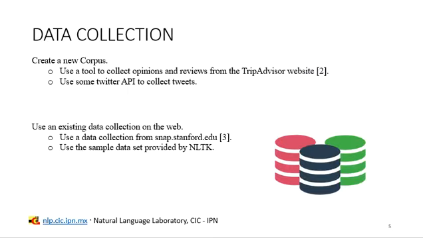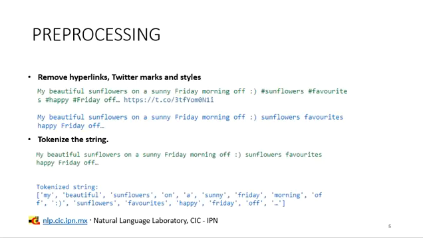For data collection, we are able to create a custom database with a specific topic using other applications or tools for retrieving information. We can also use an existing data collection from the web. Data preprocessing is one of the critical steps in any project. It includes cleaning and formatting the data before feeding it into a machine learning algorithm, and the objective is to transform data into a more digestible form so that the machine learning algorithm can perform better.